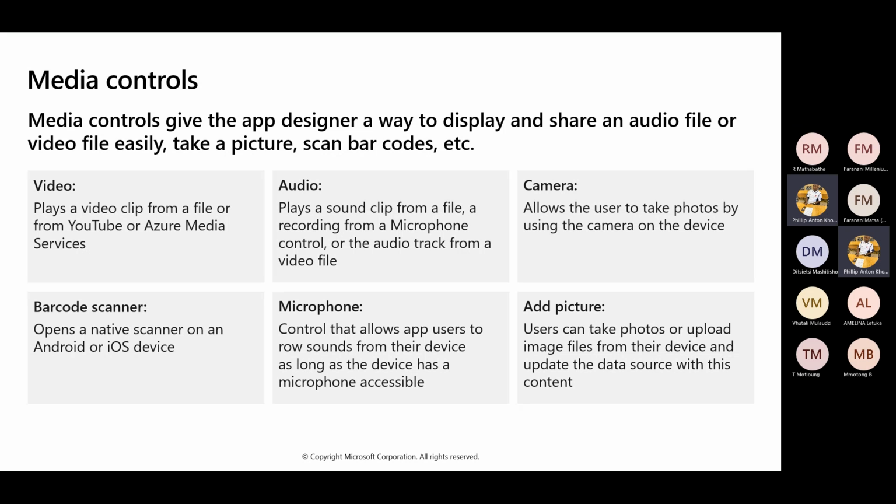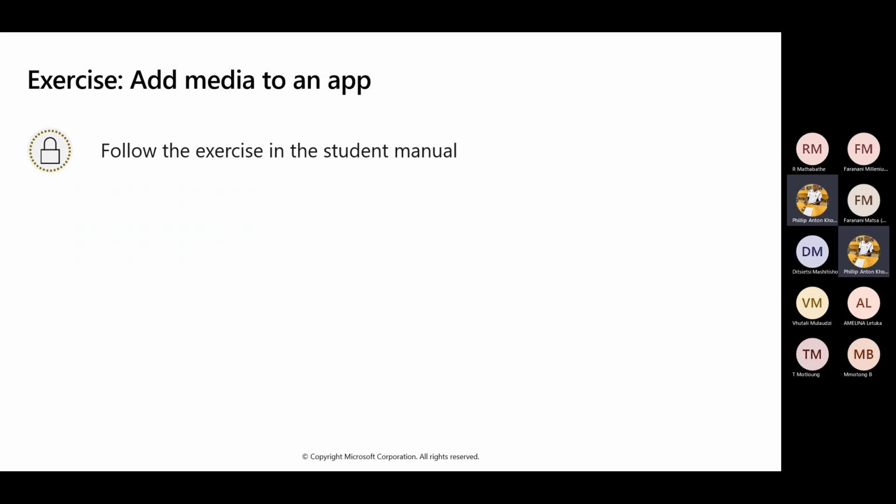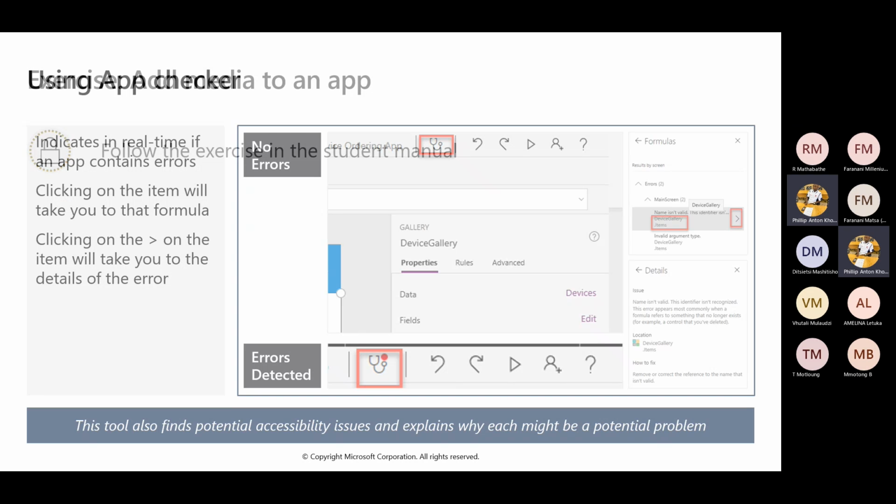And lastly, we have a camera, which allows the user to take photos by using the camera on the device. Okay, so we have an exercise of adding media to an app. We'll get to look at that.